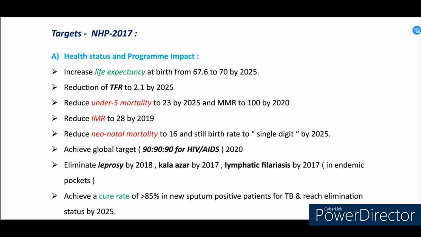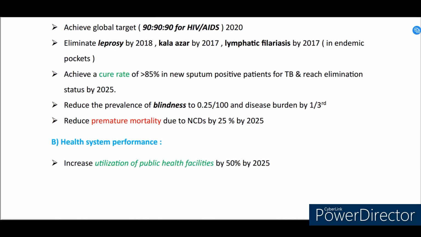Achieve the global target of HIV by 2020. Eliminate leprosy by 2018, Kala Azar by 2017, lymphatic filariasis by 2017 in the endemic pockets. Achieve a cure rate of more than 85% in new sputum positive patients for TB and reach elimination status by 2025. Reduce the prevalence of blindness to 0.25 and disease burden by one-third. Reduce premature mortality due to non-communicable diseases like cancer and diabetes by 25% by 2025.